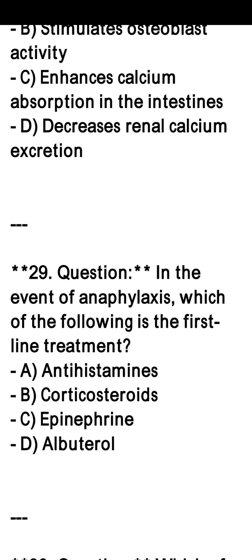Next, in the event of anaphylaxis, which of the following is the first line treatment? A. Antihistamine. B. Corticosteroids. C. Epinephrine. D. Albuterol. So the answer will be C. Epinephrine. Epinephrine is the first line treatment for anaphylaxis, acting quickly to reverse severe allergic reactions and restore normal blood flow.